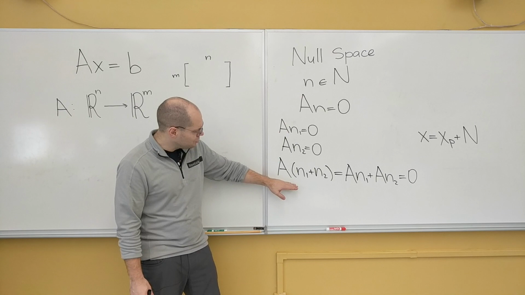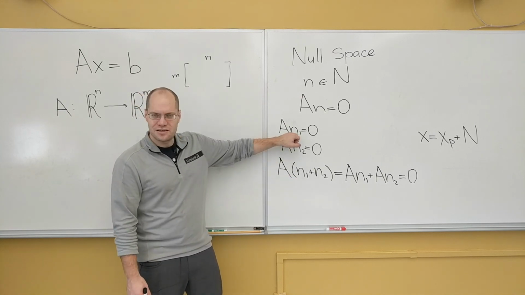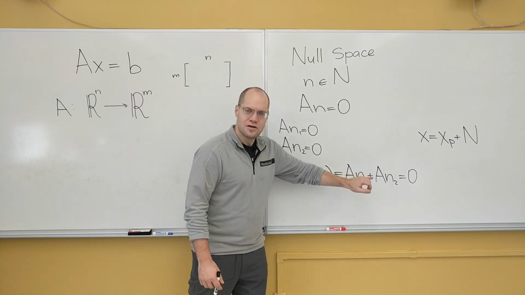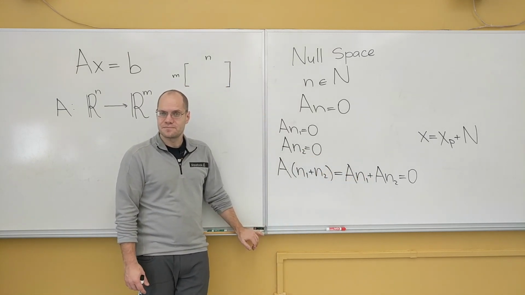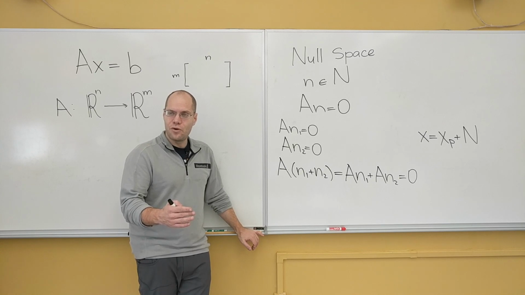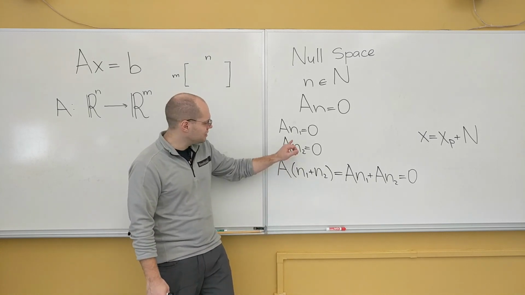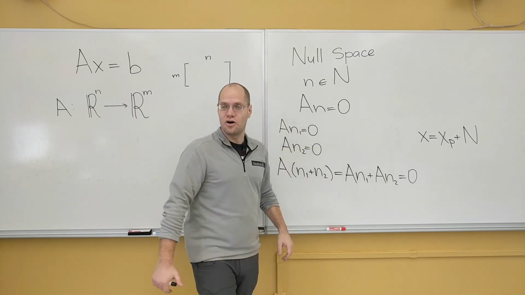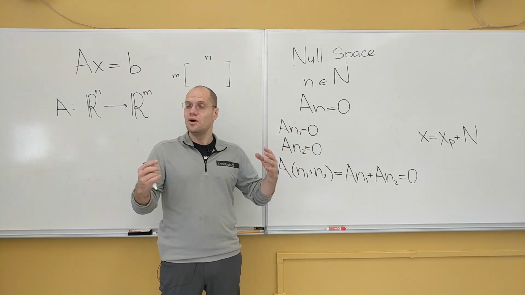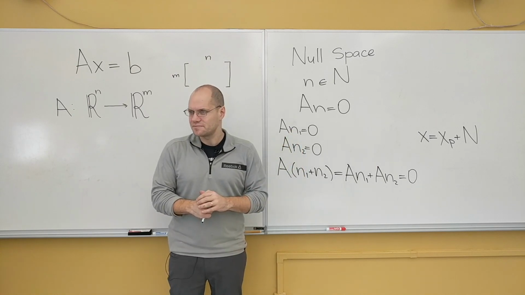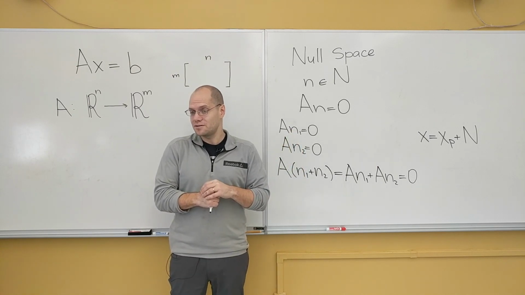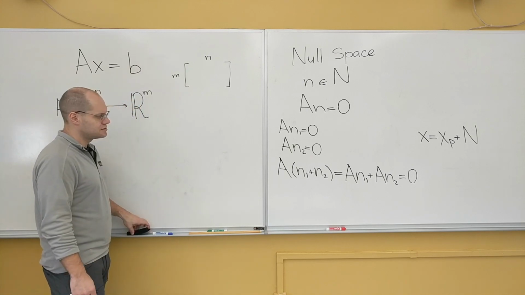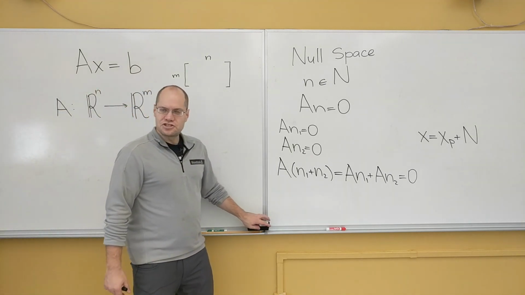But what you have on the board here is proof that if n1 is in the null space and n2 is in the null space, then n1 plus n2 is also in the null space. And you can do the same thing for multiplication by a scalar. You can prove that if a vector is in the null space, then a number times that vector is also in the null space. And so it really is a space. So that's very important. It really is a space. Great. So that's the definition of the null space.